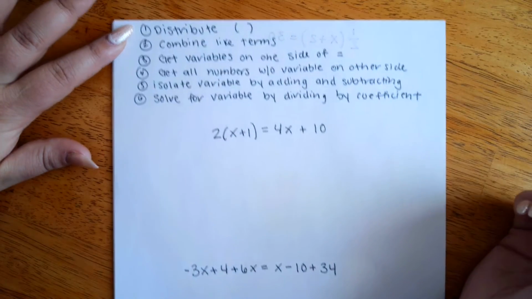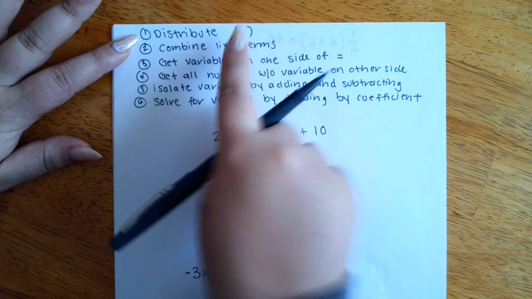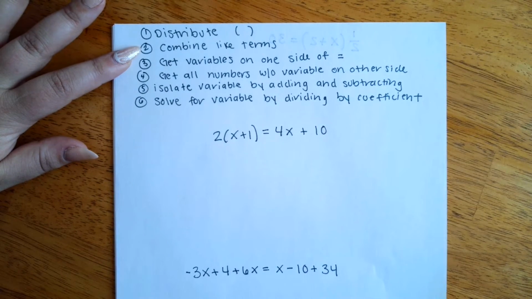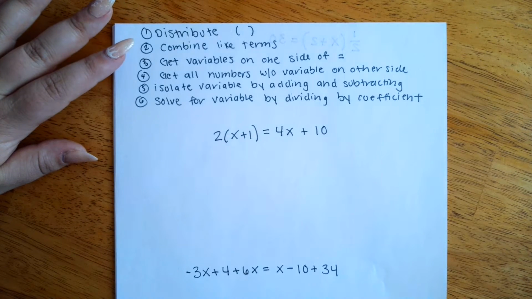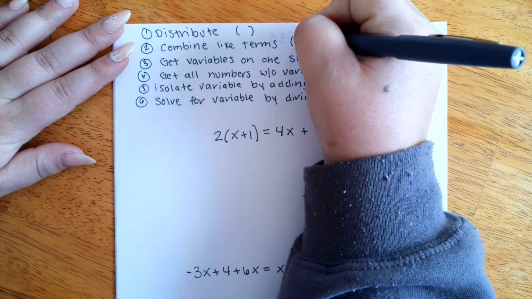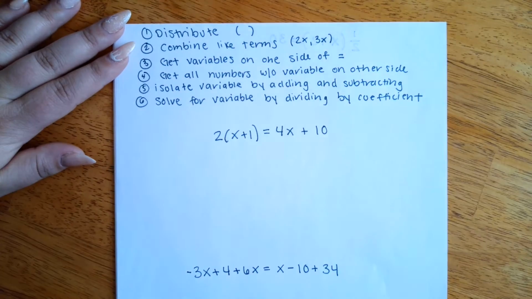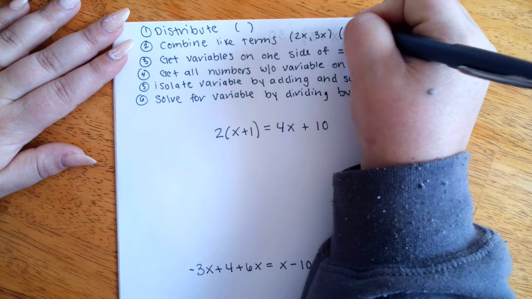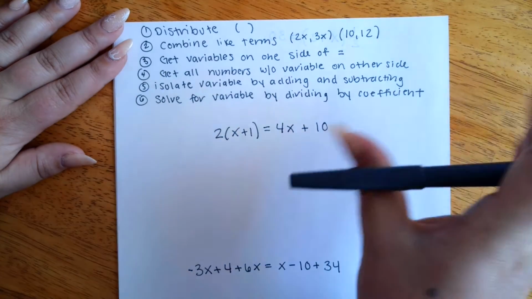All right, so we've got some steps at the top here. When we're solving equations, first we want to look for parentheses. We want to see if we can distribute anything. After that, we combine like terms. Remember, like terms are numbers that have the same variable raised to the same power. So for example, 2x and 3x, that's an example of like terms. They both have x's. Or if you have something like 10 and 12, those both have no variable, so those are like terms that we can combine.